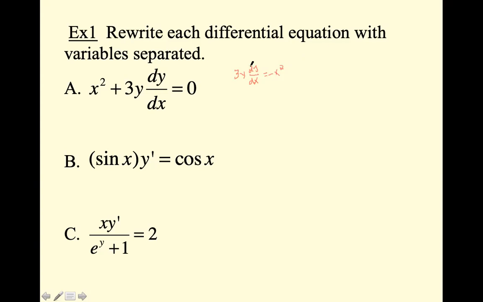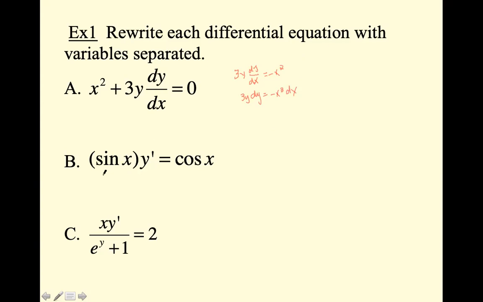All right, our next step is we want x's with dx and y's with dy. So I have 3y here with dy, and I'm going to move dx to the other side. So that gives me 3y dy equals negative x squared dx. All right, and that's how we would write it in its separated form. All right, let's look at the next one.